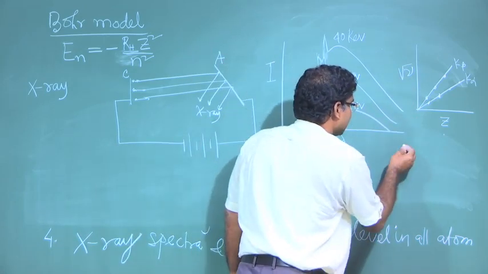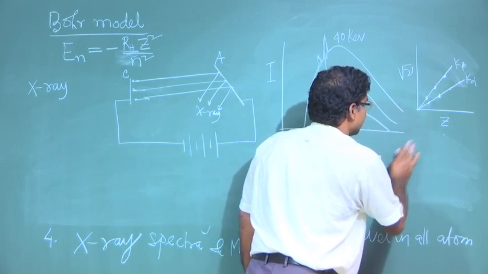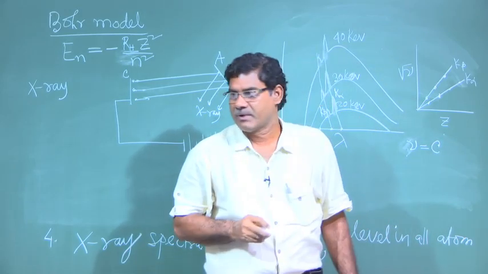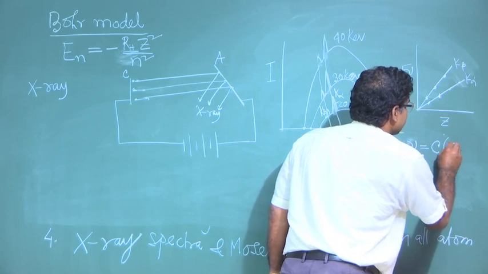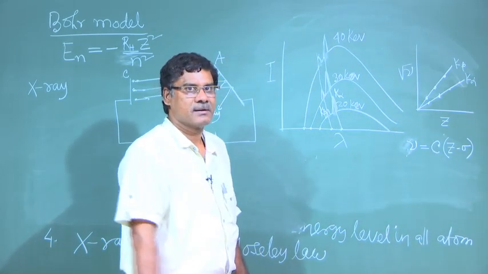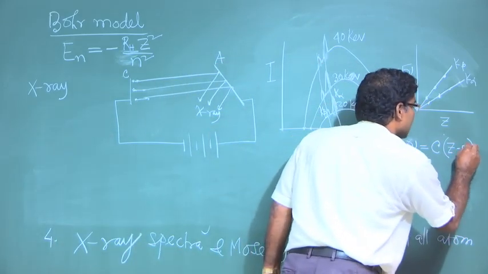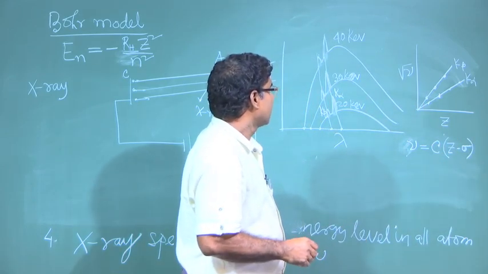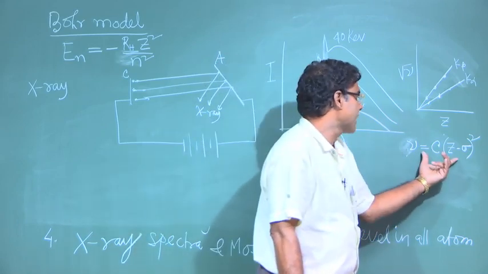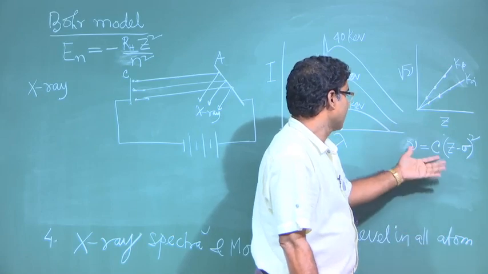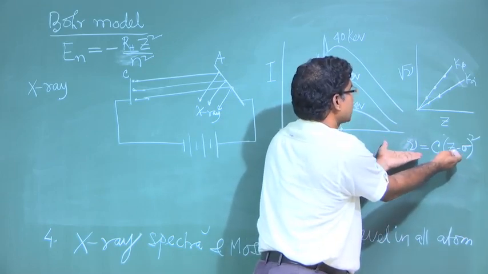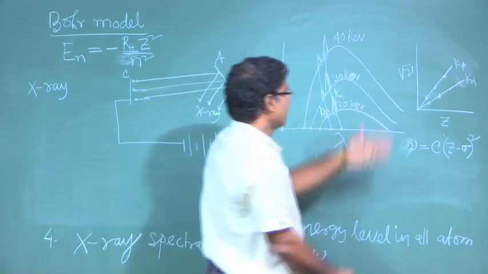And he gave the empirical formula. He found that nu equals some constant times Z minus sigma, where sigma is also a constant, but it is material dependent. Later on I will discuss that. The whole thing is squared. This type of empirical formula was able to fit the data. Of course, for the square root of nu, the square will not be there, so this expression is basically for a straight line. That is called Moseley's law.